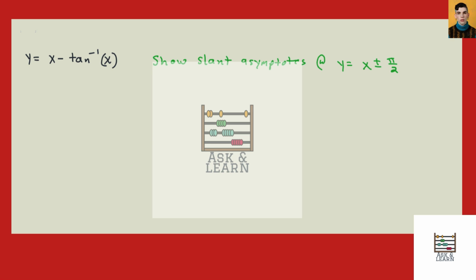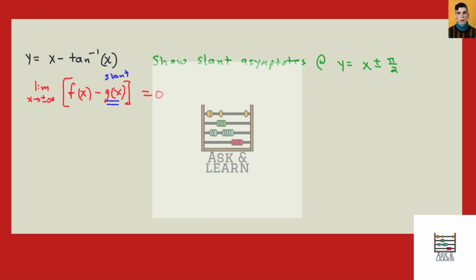Now remember, to show something has a slant asymptote, what we're going to want to show is that the limit as x approaches plus or minus infinity of f of x minus g of x is equal to 0, where this function g of x would end up being our slant.